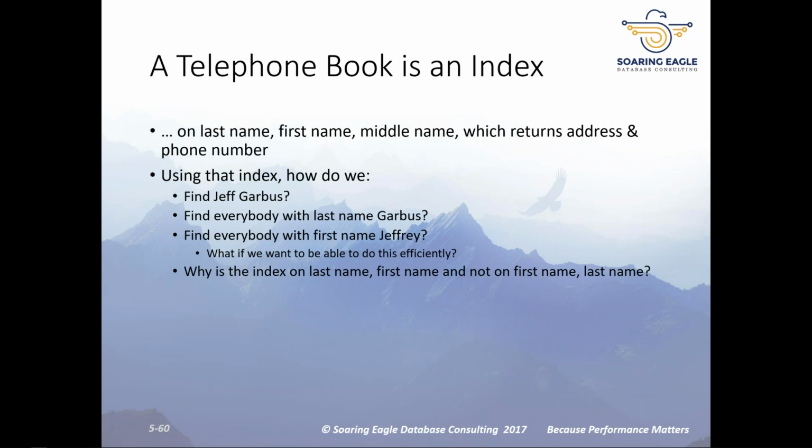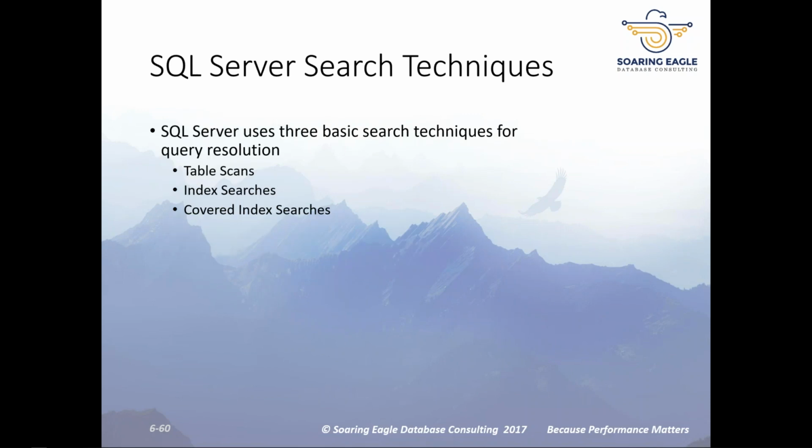And the reason for that is simply so that we are looking at fewer operations or fewer rows to find the data that we care about. So, what does a SQL Server actually do in order to pick this up? Well, we've got 3 options. We have a table scan, an index search, and a covered index search.